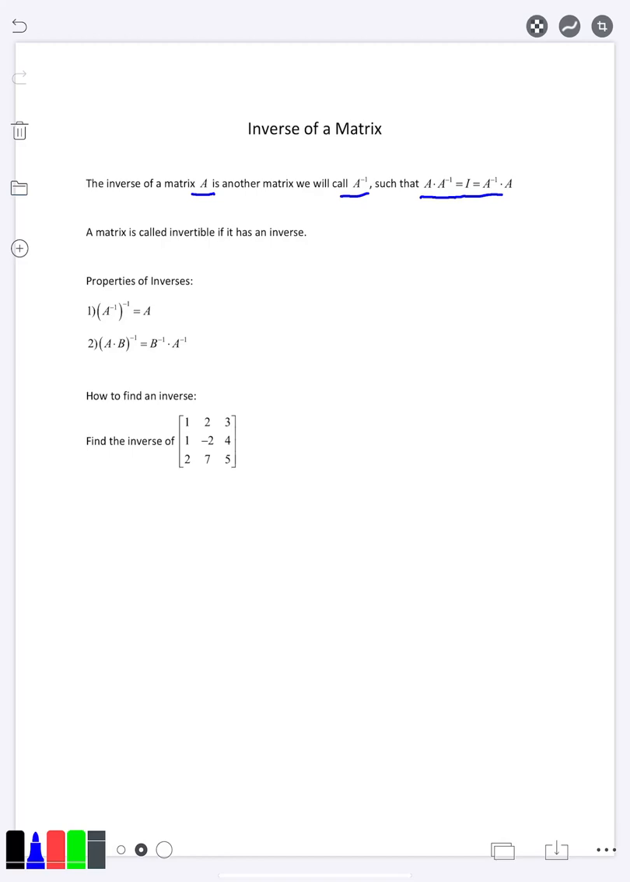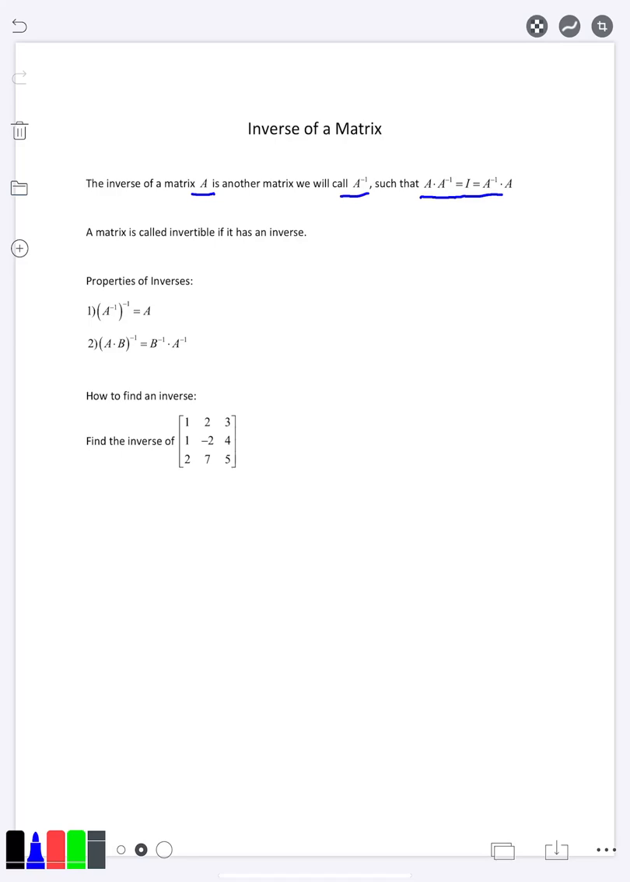Now, a matrix is called invertible if it has an inverse, and this is important in that not all matrices are going to have an inverse. We are actually going to see something later on that will tell us when we are guaranteed to have an inverse. In fact, we're going to have something called the invertible matrix theorem, which will give you a whole bunch of conditions that all are needed in order to have an inverse. With that said, a lot of matrices do have inverses, and so this is something you definitely want to be able to find.